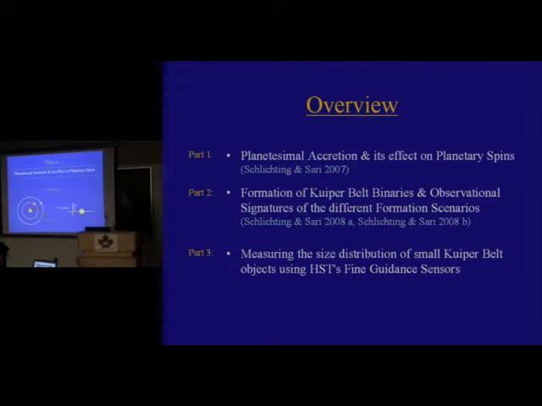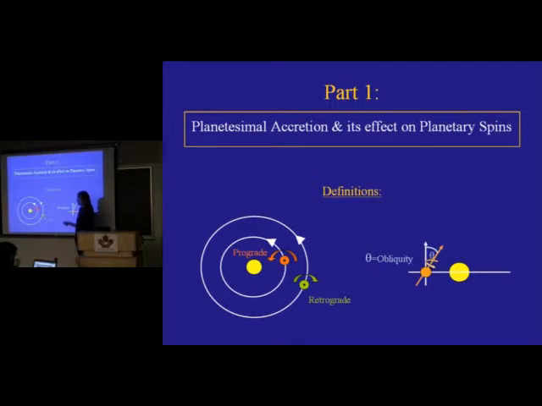So, planetesimal accretion. For this part, there are 2 or 3 terms I'd like to define to make sure that everybody knows what I'm referring to. Prograde means a planet that's spinning around its own spin axis in the same sense as it goes around the Sun. Retrograde refers to a planet or protoplanet that spins in the opposite direction to the one in which it goes around the Sun. And the obliquity is just the angle between the spin axis and the normal of the orbit.